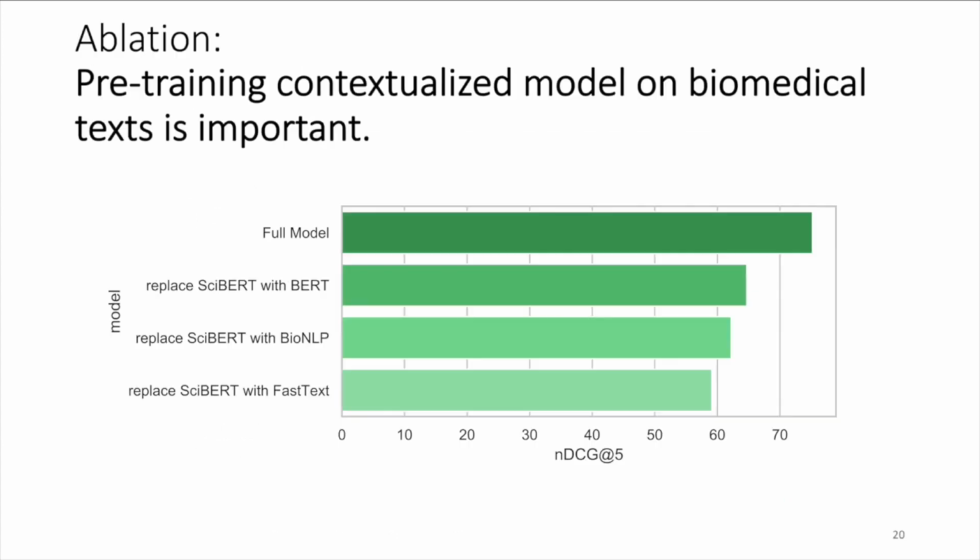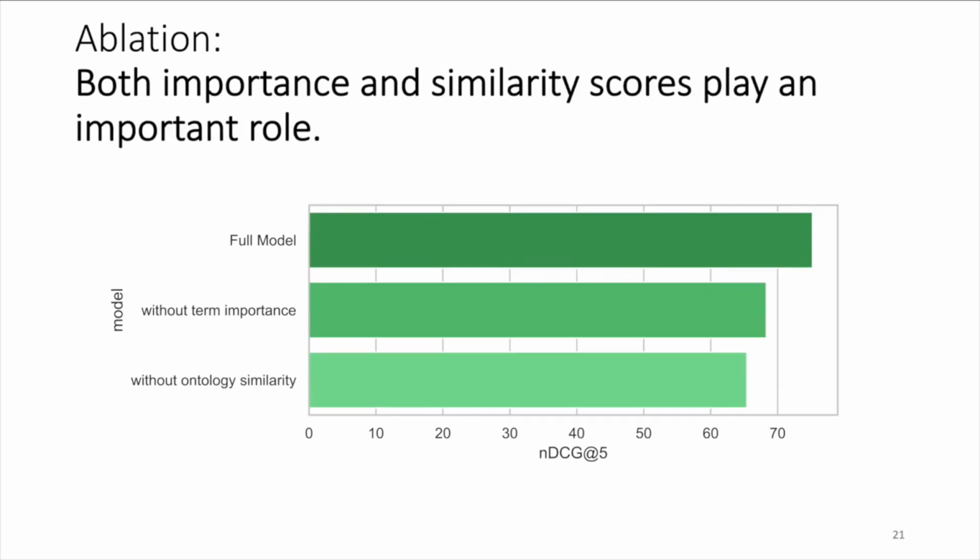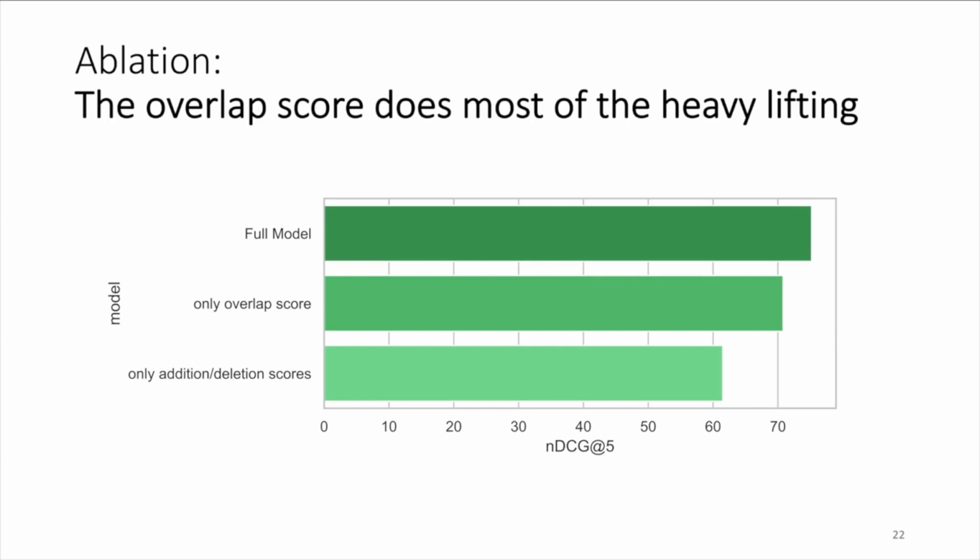To understand what parts of our model are important, we perform an ablation study where we replace SciBERT with just regular BERT, and we find that that reduces performance, as well as using static word embeddings, both in domain and in the general domain. We also find that the full model without term importance and without ontology similarity also reduce effectiveness, and that the model removing the addition and deletion scores and the overlap scores also reduces performance. So all of these components are necessary.